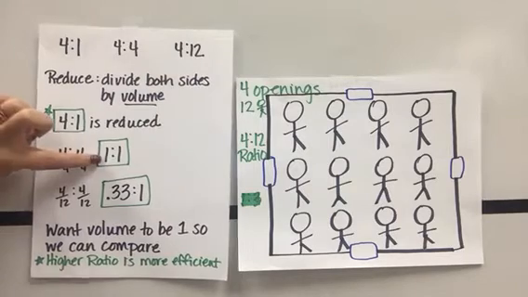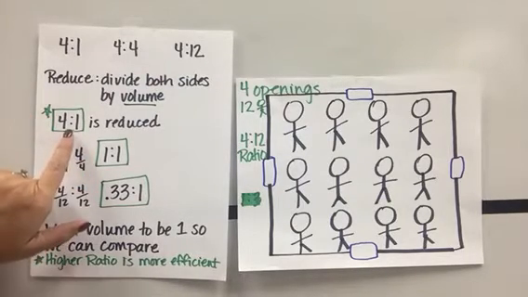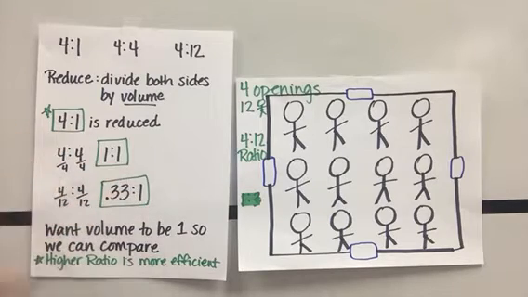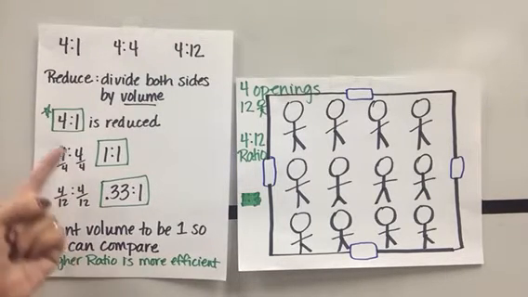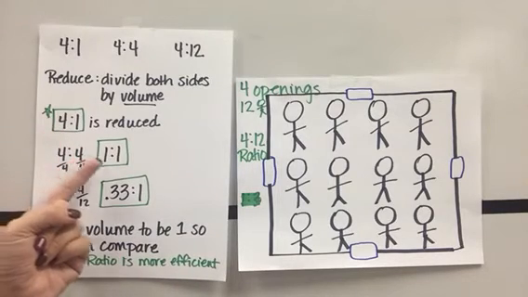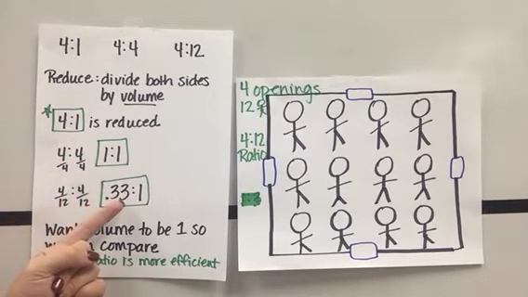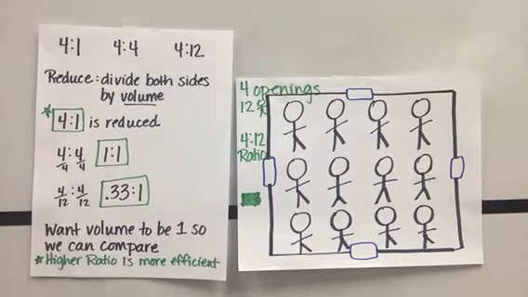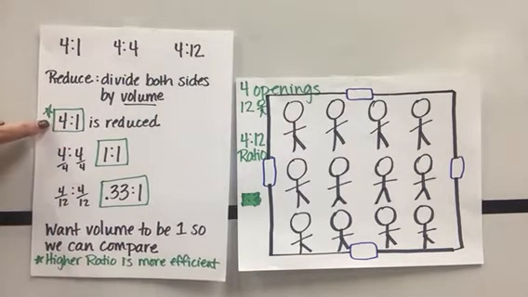So now we're going to compare the surface area to volume ratio. When you compare, since the volume is 1 for all of them, all you have to do is look at the surface area. The higher ratio is more efficient. So 4-to-1 is higher than 1-to-1. It's also higher than 0.33 to 1. So our 4-to-1 is better. It's going to be more efficient at getting things across. And remember, this was our smallest cube.